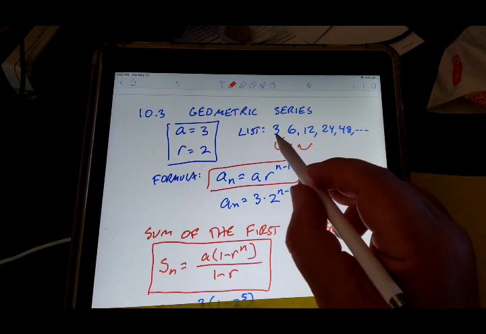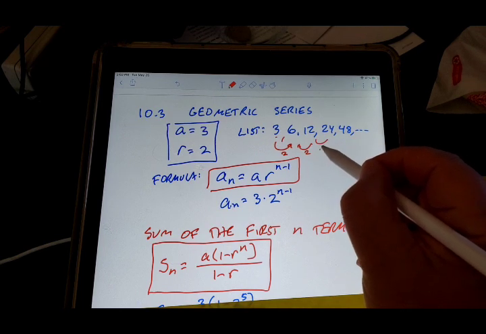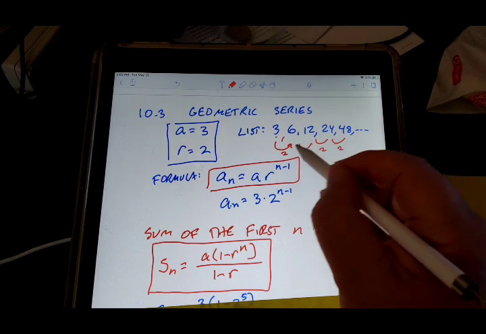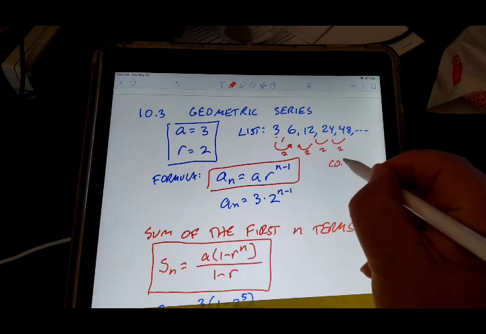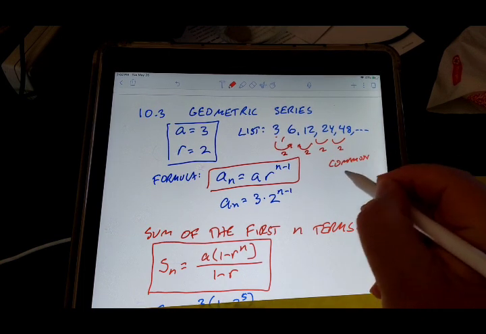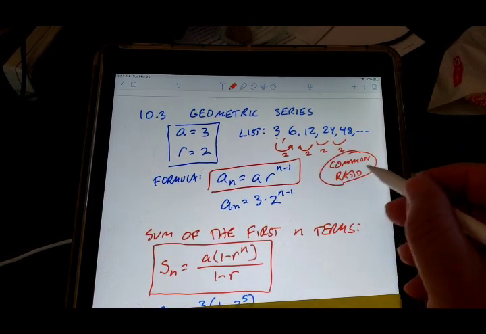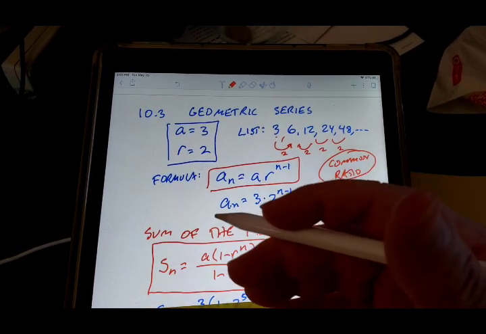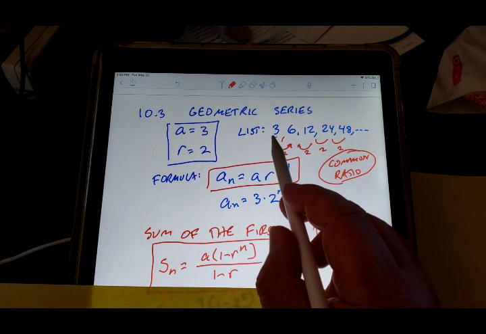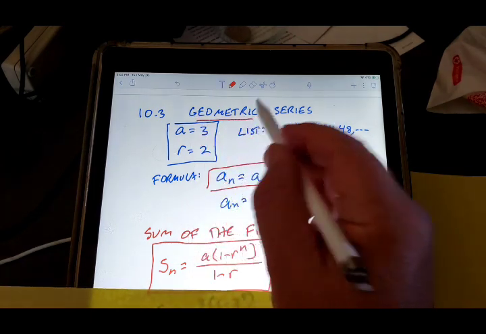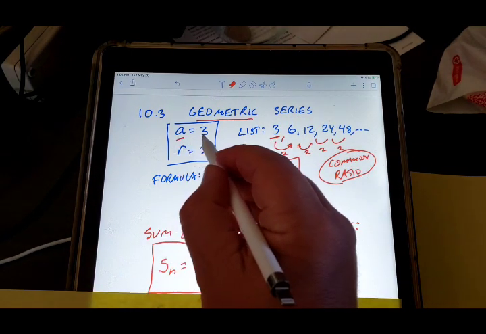So if you look right here, I started with a 3 and I multiplied by 2. Then I multiplied by 2 again, and multiplied by 2 again, multiplied by 2 again. So multiplying by 2, same thing every time. It's called the common ratio. Multiplying by 2 every time is common, right? So how would we describe this list? It's a geometric series.